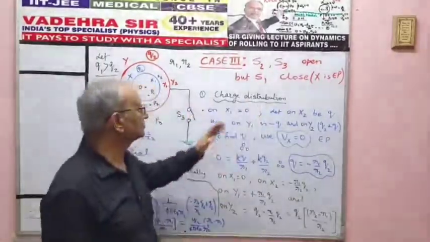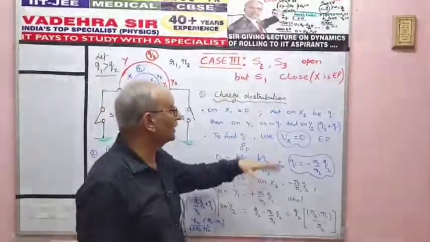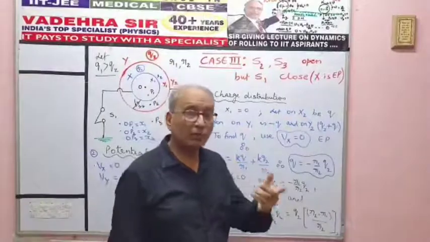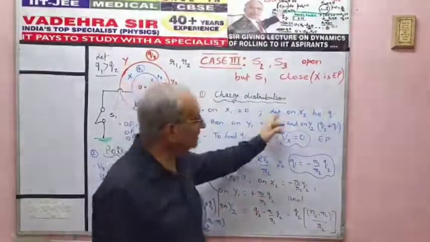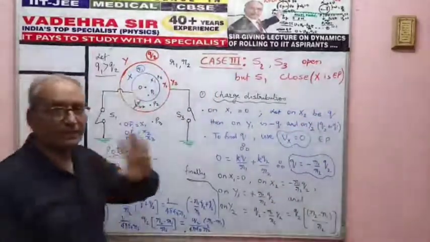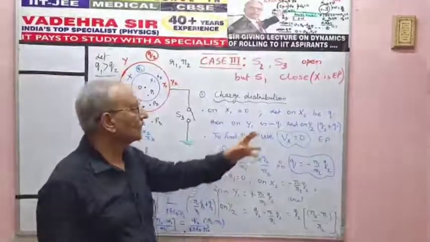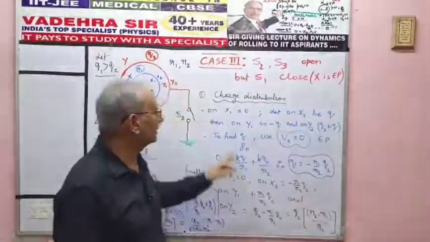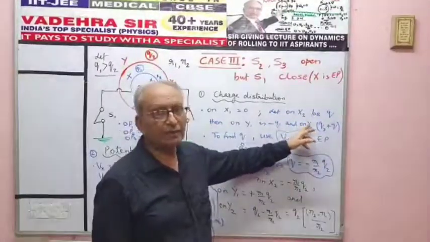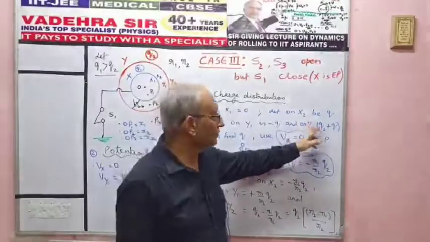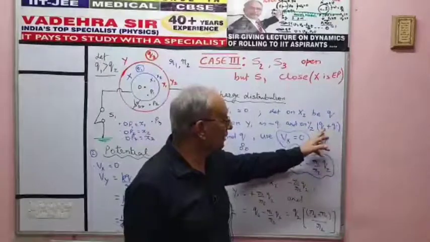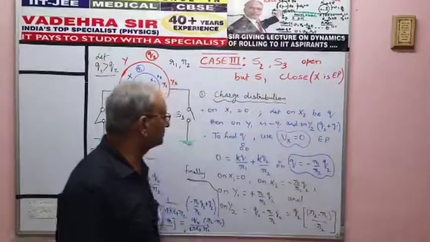Charge distribution. On x1 it will be 0 as usual. Now on x2 we have to assume, because it is a bound face of the earth plate, so let the charge on x2 be q. It's an earth plate, so q1 will have no meaning. Then on y1 it is minus q by Gauss law, and on y2, y is a floating plate, total charge should be q2. So therefore on the face y2 it should be q2 plus q. q2 plus q minus q gives you q2.